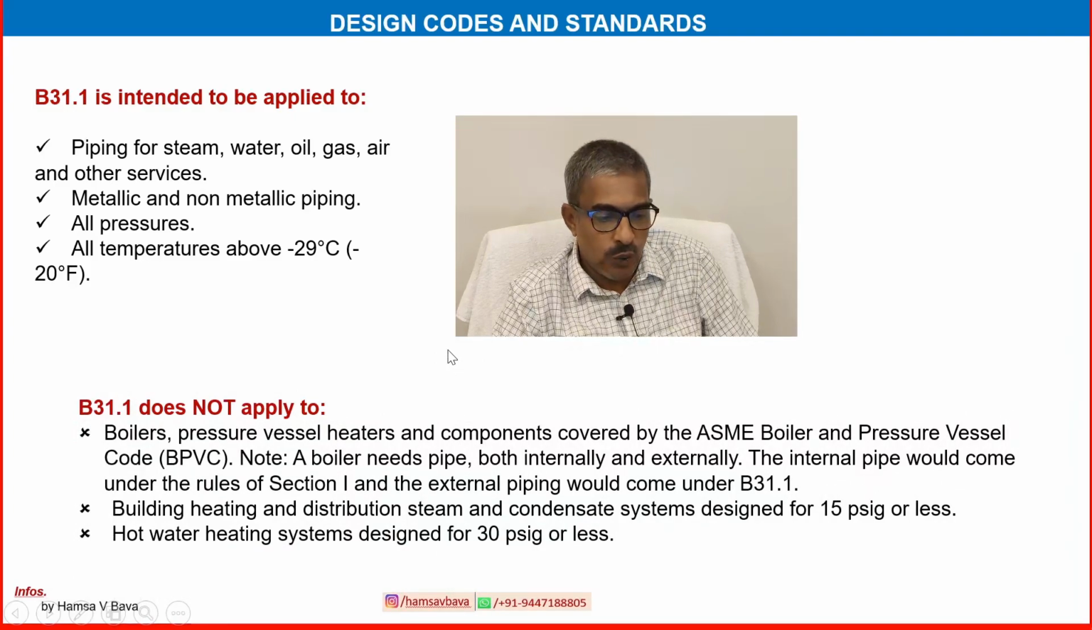B31.1 does not apply to boilers, pressure vessels, heaters, and components covered by the ASME Boiler and Pressure Vessel Code. Not a boiler, need pipe both internally and externally. The internal pipe would come under the rules of Section 1, and external pipe would come under B31.1. Building heating and distribution steam and condensate systems designed for 15 psig or less, and hot water heating systems designed for 30 psig or less. So it is clearly mentioned which applies and which does not apply.